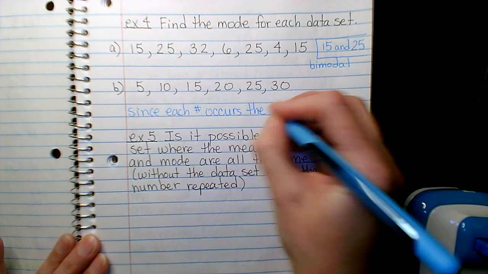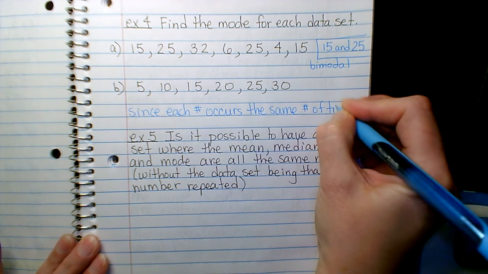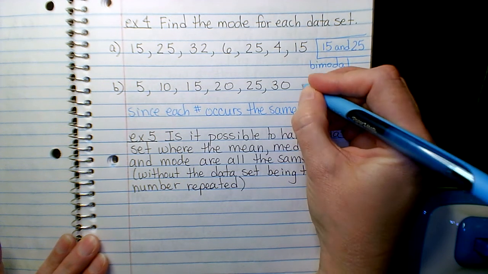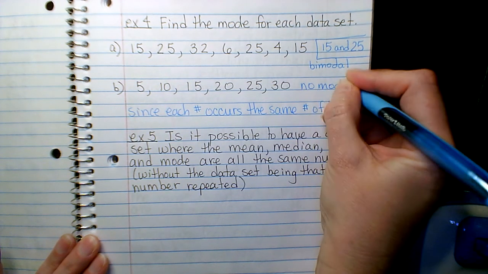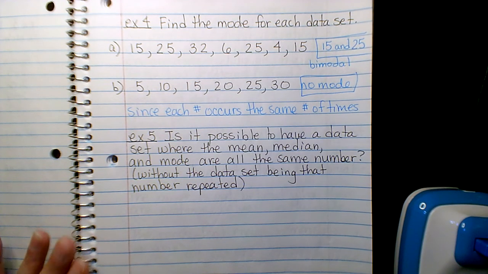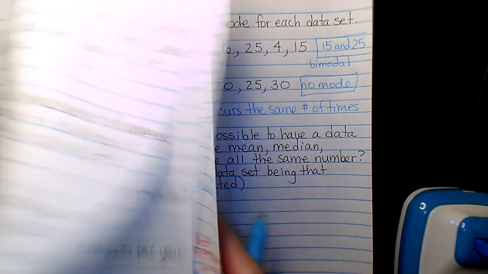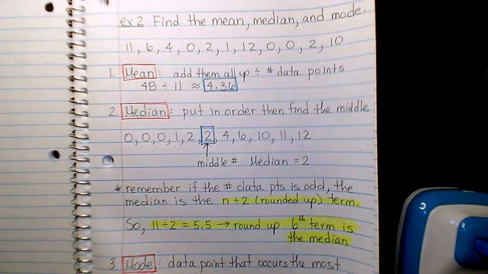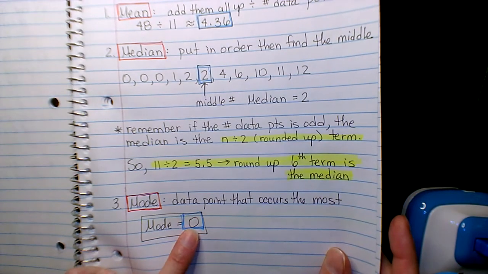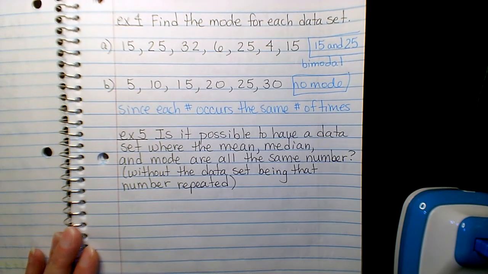So since each number occurs once, there's no mode for that one. Don't put 0. 0 is a number. Remember, as we saw back there, that you can have a mode of 0. So don't put 0. Put the words no mode.